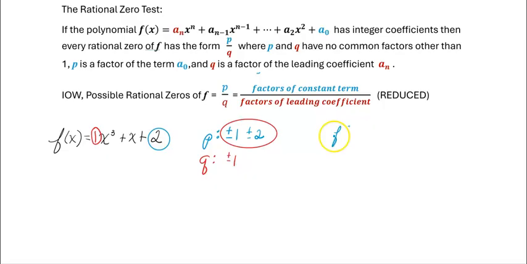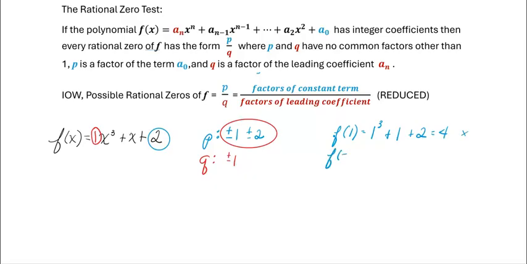So I'm going to start with f of 1. If I plug in 1 into x cubed, it's 1 cubed plus 1 plus 2. Does that equal 0? No, that equals 4. So it is not a rational zero.